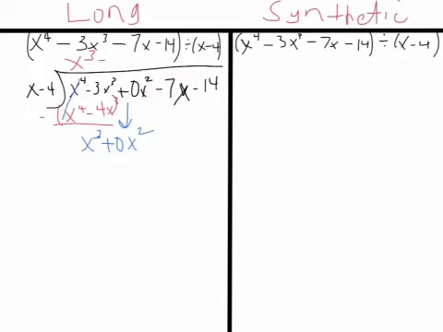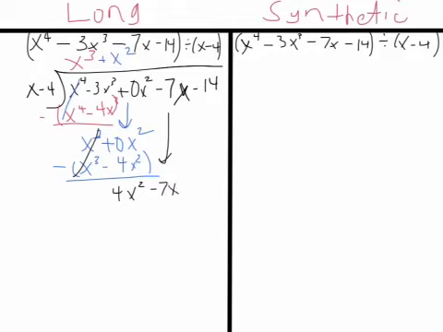So I can put an x squared up here, because I'm going to do x squared times x is x cubed. X squared times negative 4 is negative 4x squared. Right, I'm subtracting, so that cancels this, and 0x squared minus a negative 4x squared gives me a positive 4x squared. Bring down the negative 7x, start again.